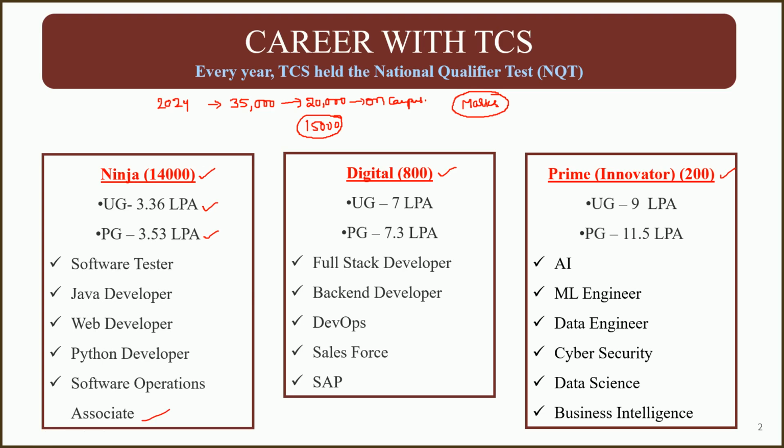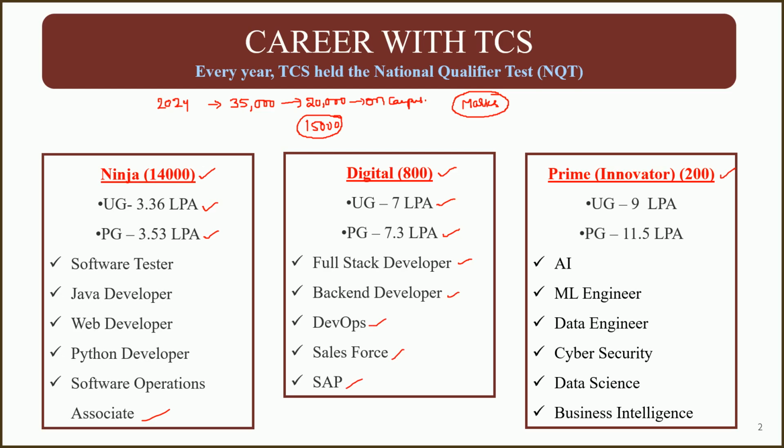Now, coming to the Digital role, for UG it is 7 lakhs per annum, and for PG it is 7.3 lakhs per annum. Under Digital, they provide full stack developer, backend developer, DevOps, Salesforce, and SAP roles.